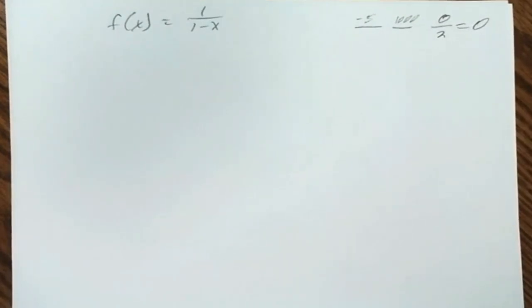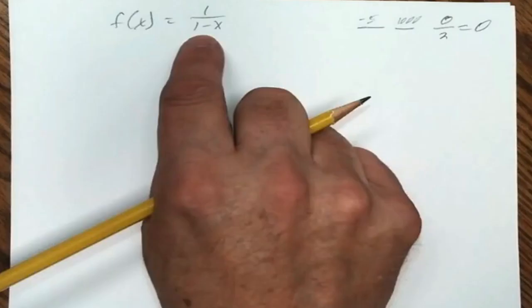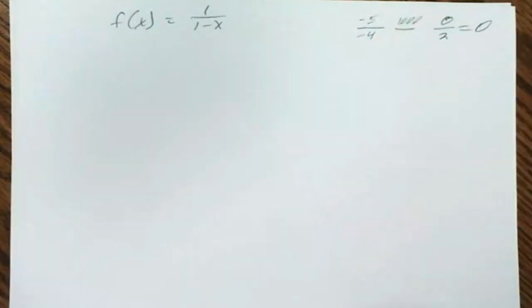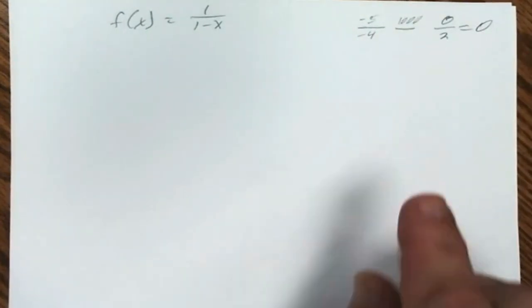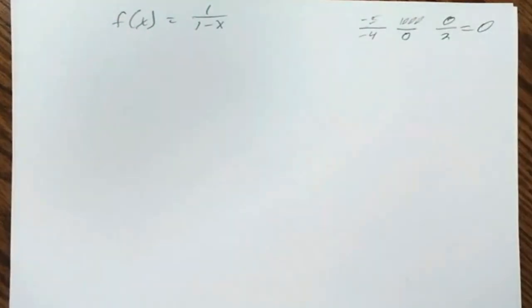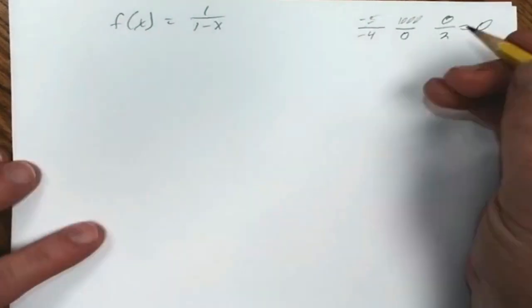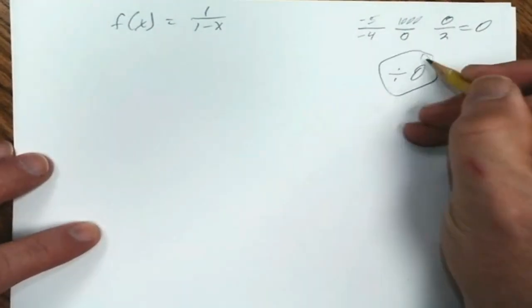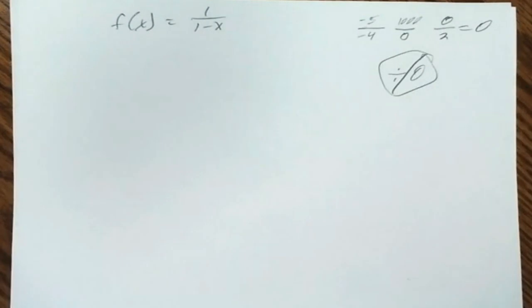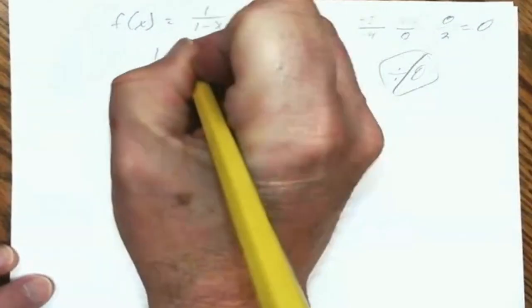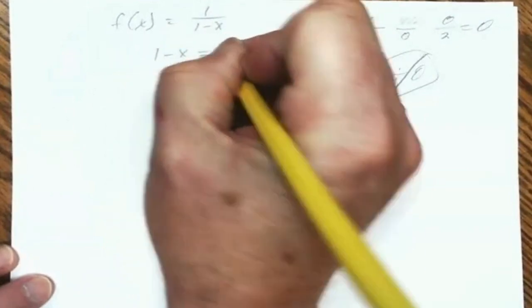But what about the bottom? Are we limited on the bottom? Can we have a negative number on bottom? Can this be -4? Sure. And we know we can have a positive number. But how about 1,000 divided by 0? Can we have that? No, we cannot divide by 0. We can't divide by 0. So this cannot be 0. 1 minus x equals 0. That's what's not allowed.